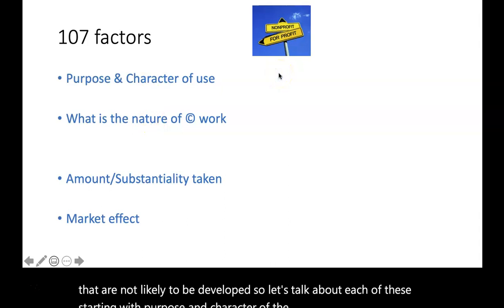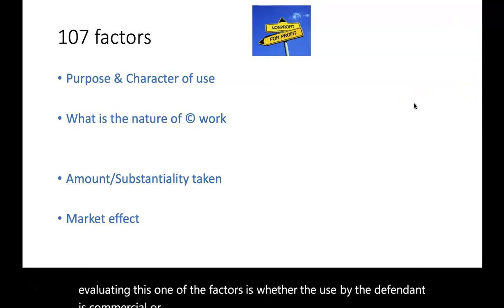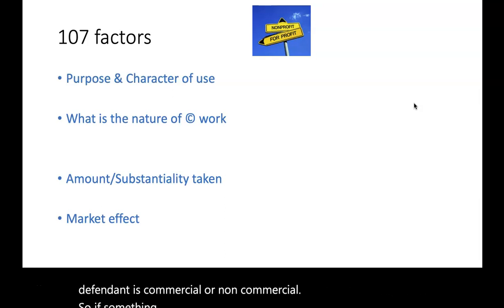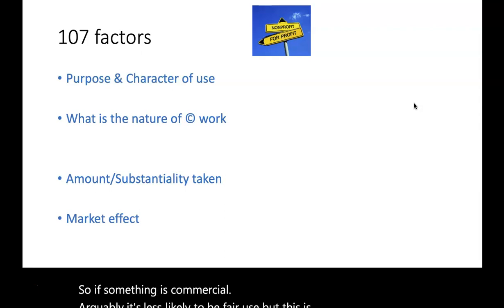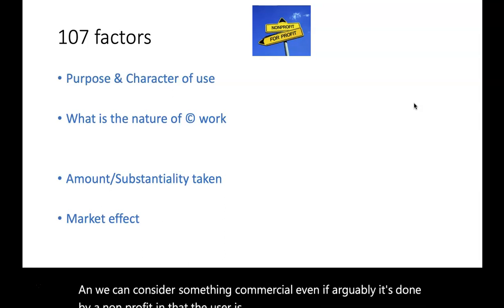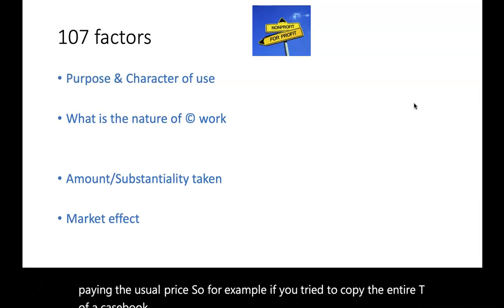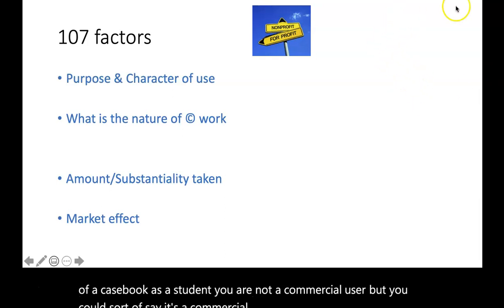Now, in evaluating this, one of the factors is whether the use by the defendant is commercial or non-commercial. So if something is commercial, arguably it's less likely to be fair use, but this is not dispositive. And we can consider something commercial even if arguably it's done by a nonprofit in that the user is going to, quote, profit from not paying the usual price. So for example, if you tried to copy the entirety of a casebook as a student, you are not a commercial user, but you could sort of say it's a commercial purpose. But there's also other issues.